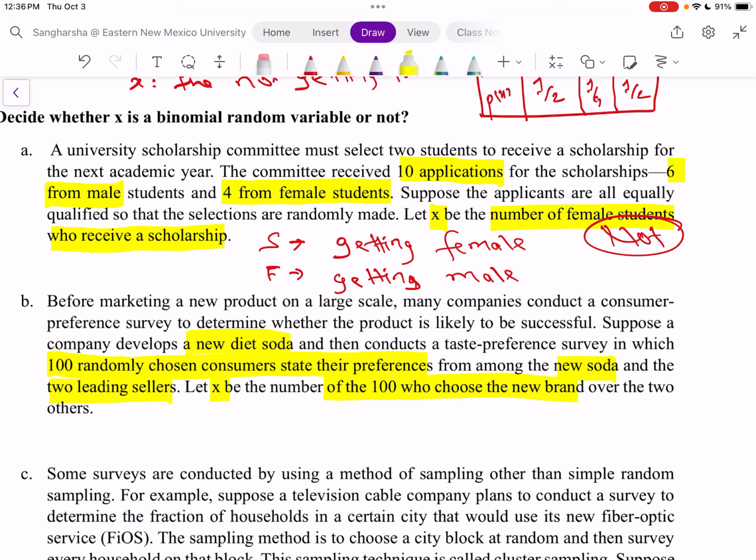So you have 100 consumers, and each consumer gets the new diet soda and is asked whether they prefer the new soda or two leading sodas, for example Coke and Pepsi. Each of the 100 consumers is asked whether they like the new soda or Coke and Pepsi. Now in this experiment, how many trials do we have?